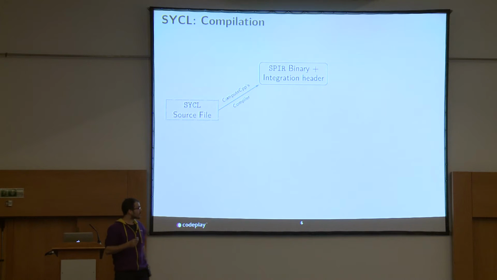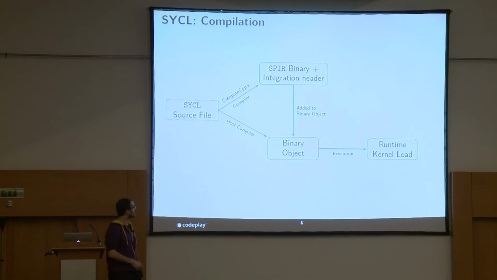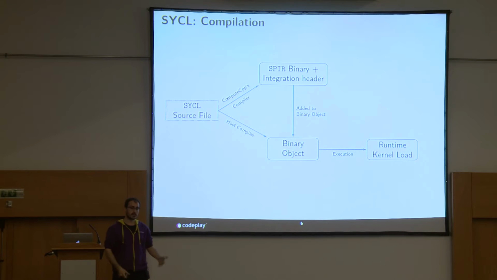The way we compile a SYCL source file at Codeplay is basically using a device compiler to extract all the OpenCL kernels. We compile them down to an intermediate representation, so we use SPIR, and some glue headers. Then we recompile the file using a host compiler and integrate our glue header directly into the host compiler. We compile this down to a binary object. And at that time, you can then execute your kernel like you would do with OpenCL.